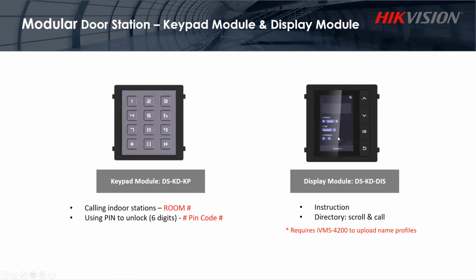Plus here, the display module. I'm not sure if you guys can see this one. It has some indications and instructions on how to dial or to open the door. As well, you can use this button to scroll between the names and dial the name by clicking on OK here, and it will start to call the room station. Please pay attention that it requires the iVMS-4200 to upload the name profiles to the display module.